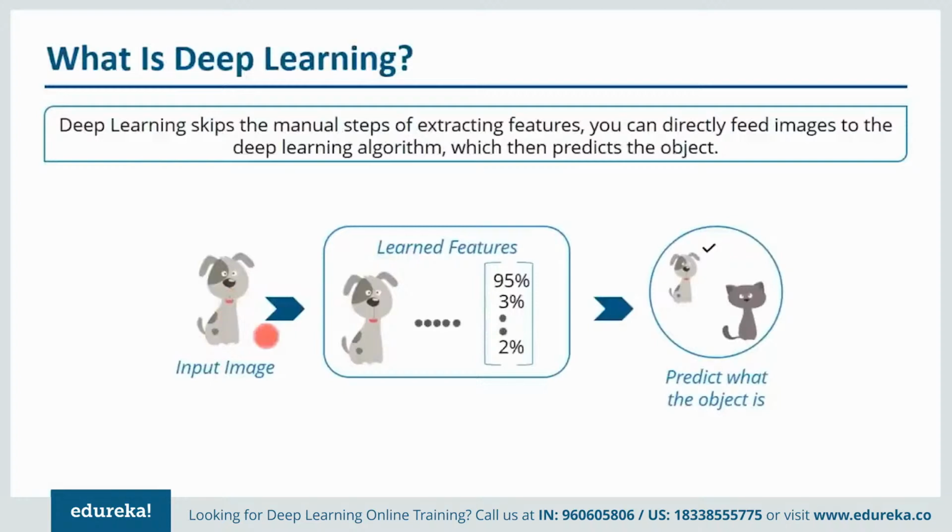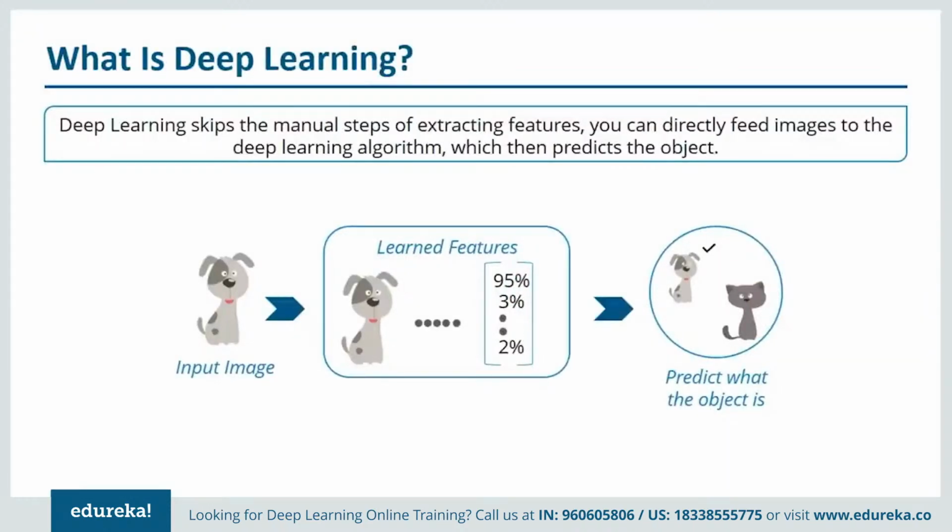So we provide an input image of a dog, and it will automatically learn certain features even if we don't provide them. After that, it will give us the probability. According to this particular scenario, it says 95% chances of being a dog, 3% chances of some other animal, similarly 2% chances of some other animal. Since the highest probability goes with the dog, the prediction says that the input image is nothing but a dog.